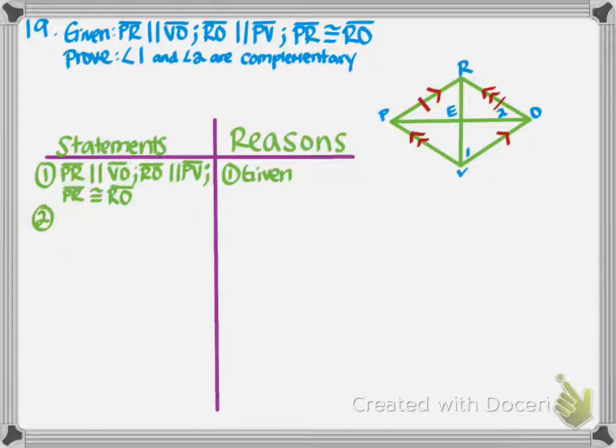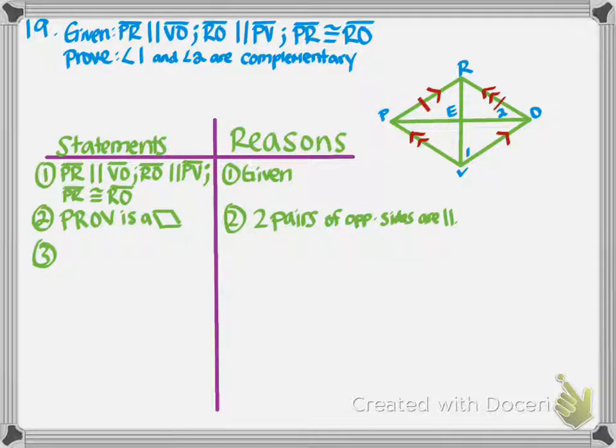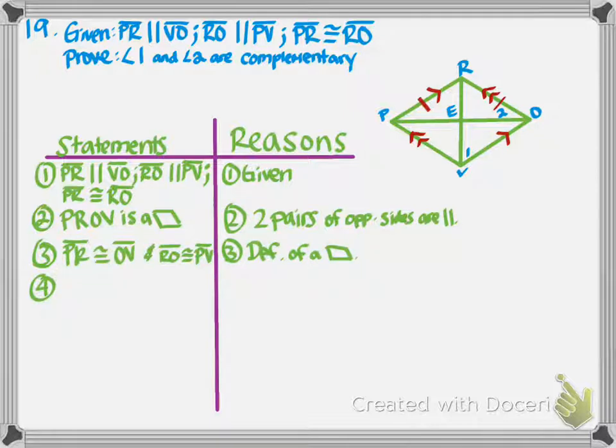Parallel. For our third one, we're going to say PR is congruent to OV and RO is congruent to PV. And we know this by definition of a parallelogram. So for our fourth one, we're going to say PROV is a rhombus because of its four congruent sides.